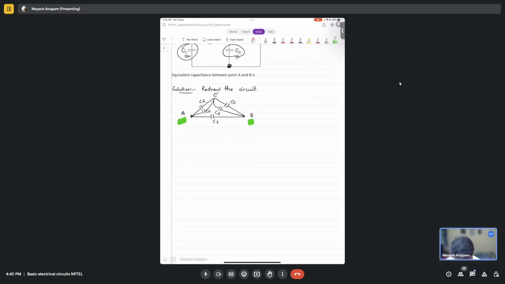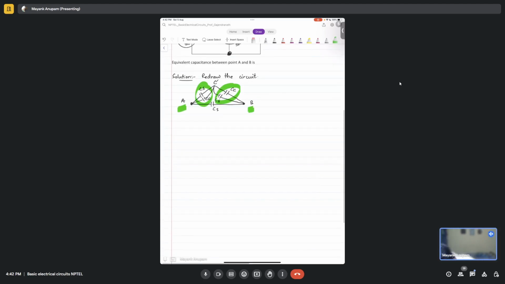Yes, sir. Parallel combinations. Capacitances are added. Correct. So this is one parallel combination. This is another parallel combination, right? So what will we have here? When I reduce it, between A and B I will have CS plus CC here. Sorry, this is CS plus CC, and then again here also I will have CS plus CC, and between these two I will have CS, right? Is that fine?